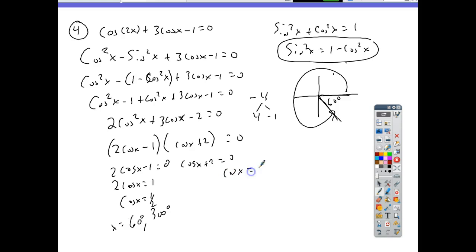Cosine x equals -2, right? Yeah. What does cosine give me -2? Who knows? What do you mean, who knows? I don't know. You know. You just don't know you know.